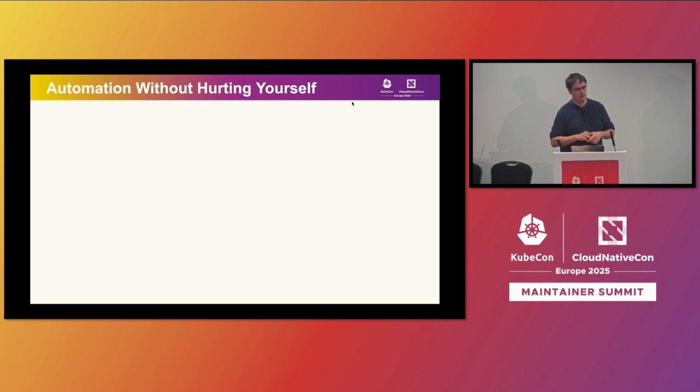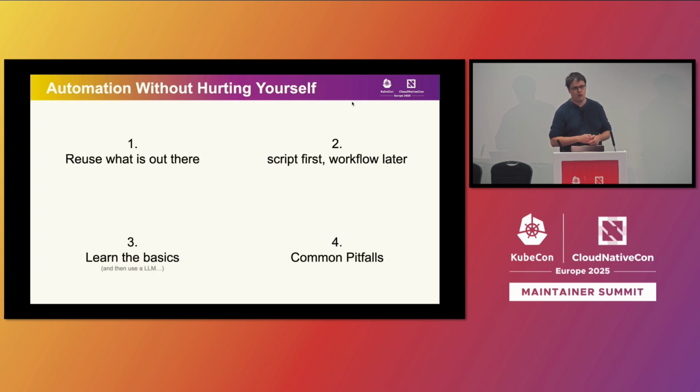So what we want to talk about today is okay, how can you automate things without hurting yourself? And I want to talk about 4 topics. And the first one is the most important one. Is hey, there's a lot of good stuff out there already. So use that before doing anything yourself.